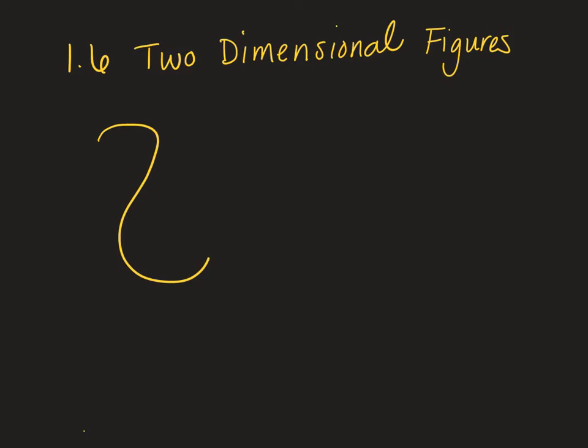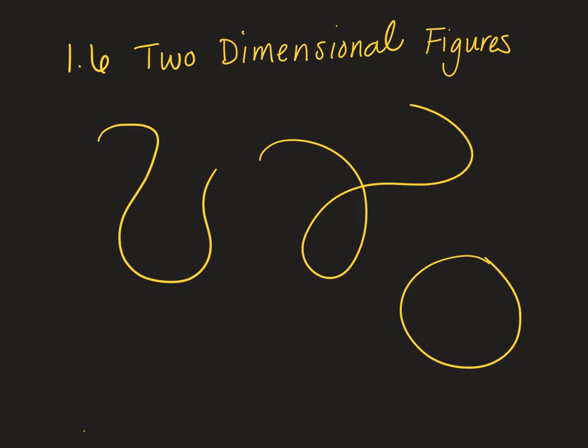So this would be a curve, right? This is a curve. This is a curve, right? Also a curve. So anything I can draw without having to pick up my pen is a curve. But more specifically, we have different types of curves. So the first one I'm going to draw is a simple curve.